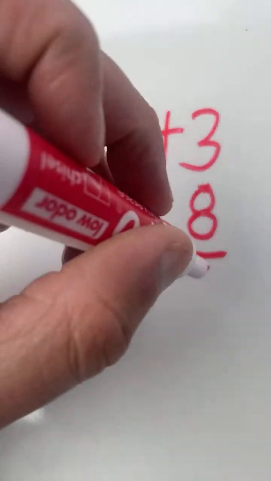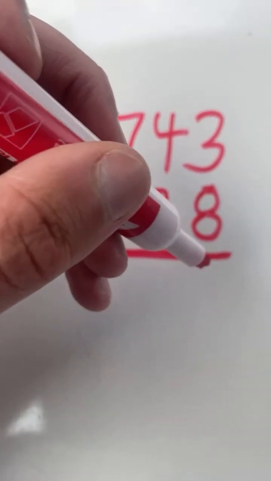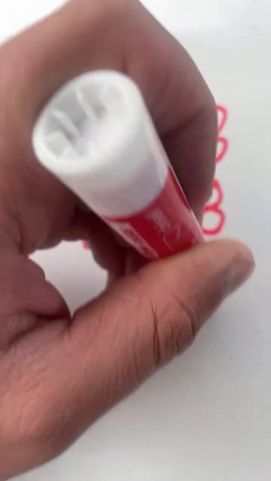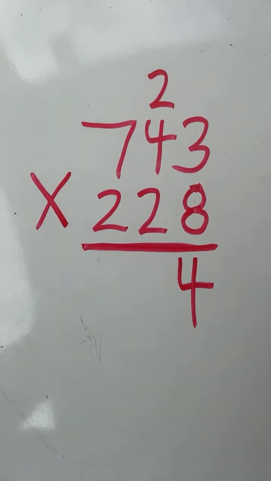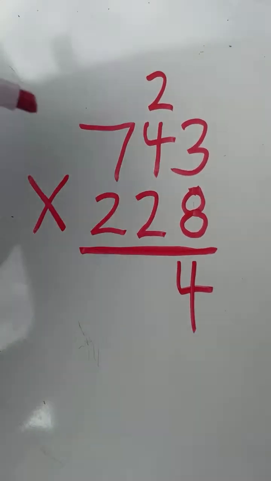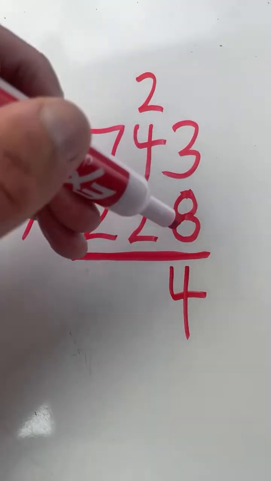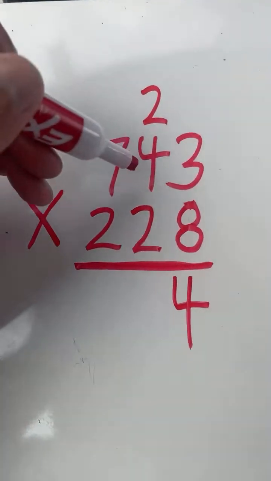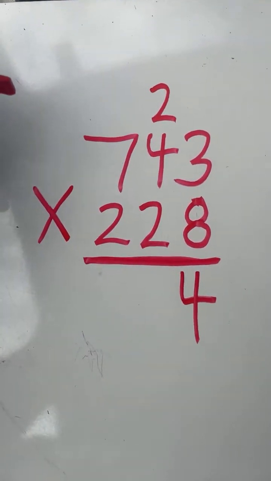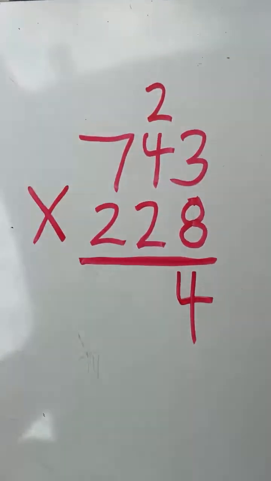So the 4 in 24 goes in the ones place. The 2 in 24 gets carried over to the tens place. Next, we're going to multiply 4 times 8, and then we have to add the 2 that we carried over. So 4 times 8 equals 32. 32 plus 2 equals 34.